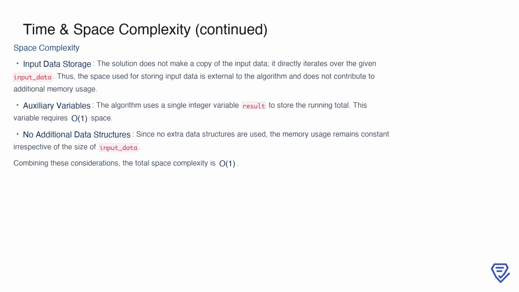Now, let's examine the space complexity of the solution. The algorithm operates directly on the input data without making a copy, meaning the storage for input data is external to the algorithm and does not add any extra memory overhead. The only auxiliary variable used is the integer result, which is updated during the iteration. Since this variable requires a constant amount of memory, it contributes O(1) to the space complexity. Additionally, no other data structures are created, so the overall memory usage remains the same regardless of the size of the input. Combining these factors, the total space complexity of the solution is O(1), making it highly space efficient.